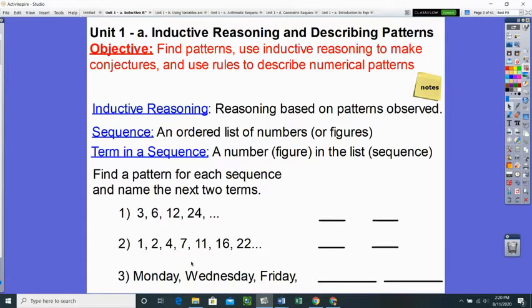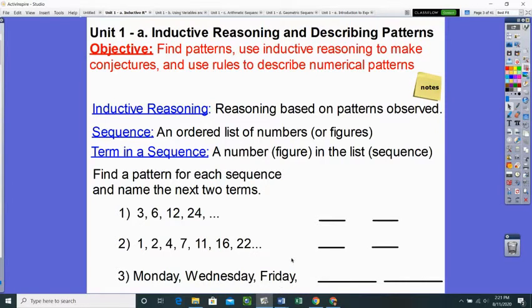And then we're going to come down to the next sequence. We're going to say, what is the pattern? What is happening from the first term to the second term? We're going to describe that, same thing up here, and then we're going to find the next two terms. And then finally, down here, it's not numerical. It's days of the week. And we're going to figure out what is the pattern and then what are the next two.